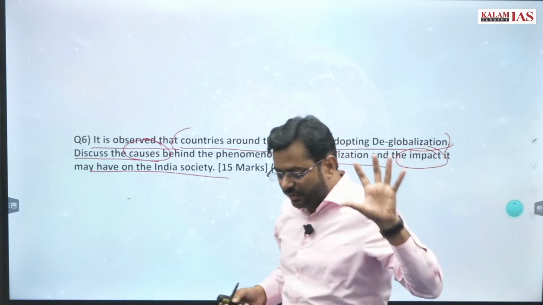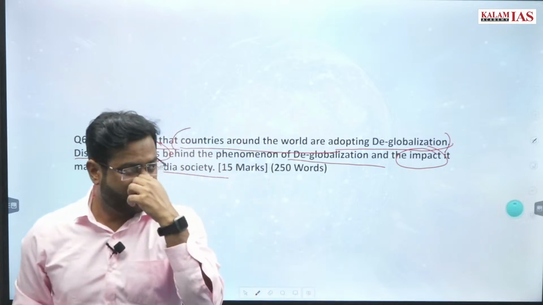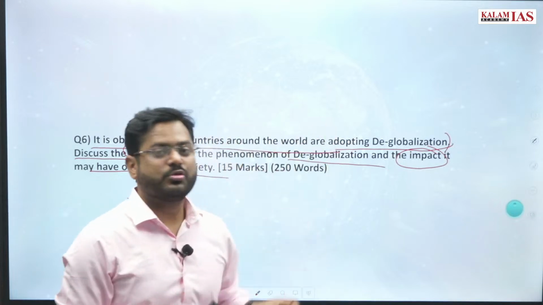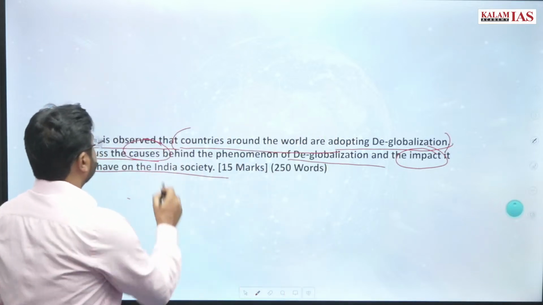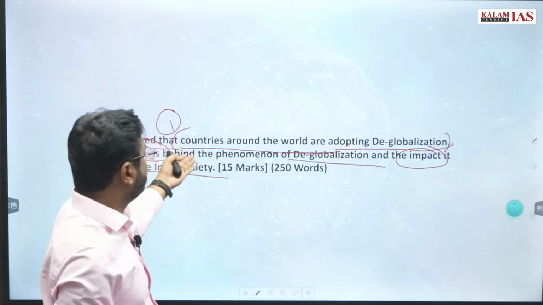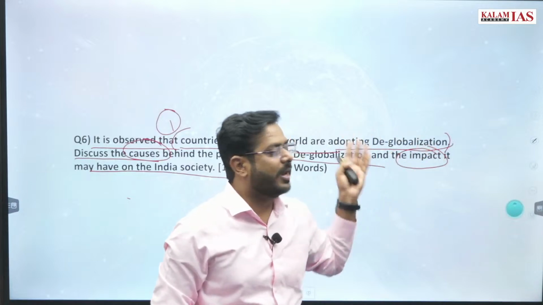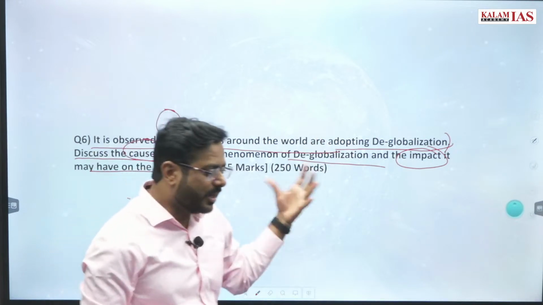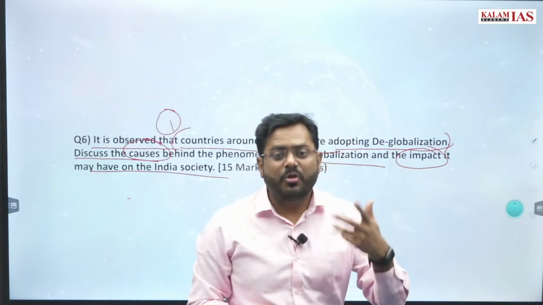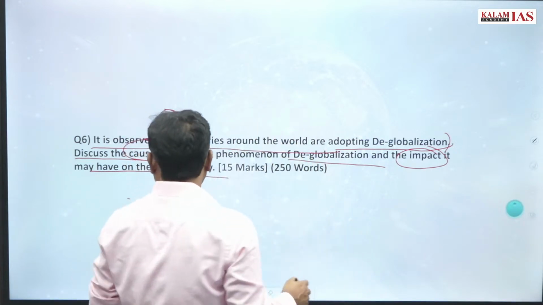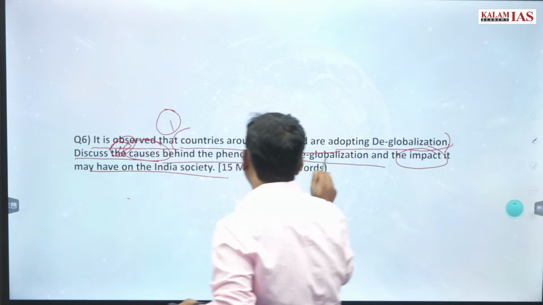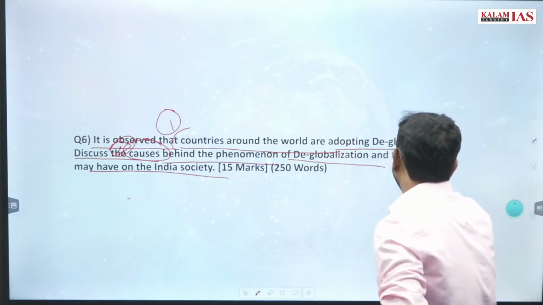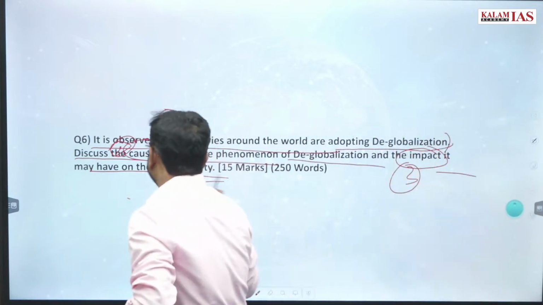So first thing कि after reading the question you should ensure कि आप कितने parts लिखने वाले हो main body में, that you should mark on the question itself, right? जैसे first part जो आएगा वो आएगा कि you will have to explain the countries around the world are adopting deglobalization. So how countries around the world are adopting deglobalization? What are the examples do you have for this? How do you explain it, right? Then what are the causes behind the phenomenon of the deglobalization? Second part this will be. Third part will be the impact it may have on the Indian society.